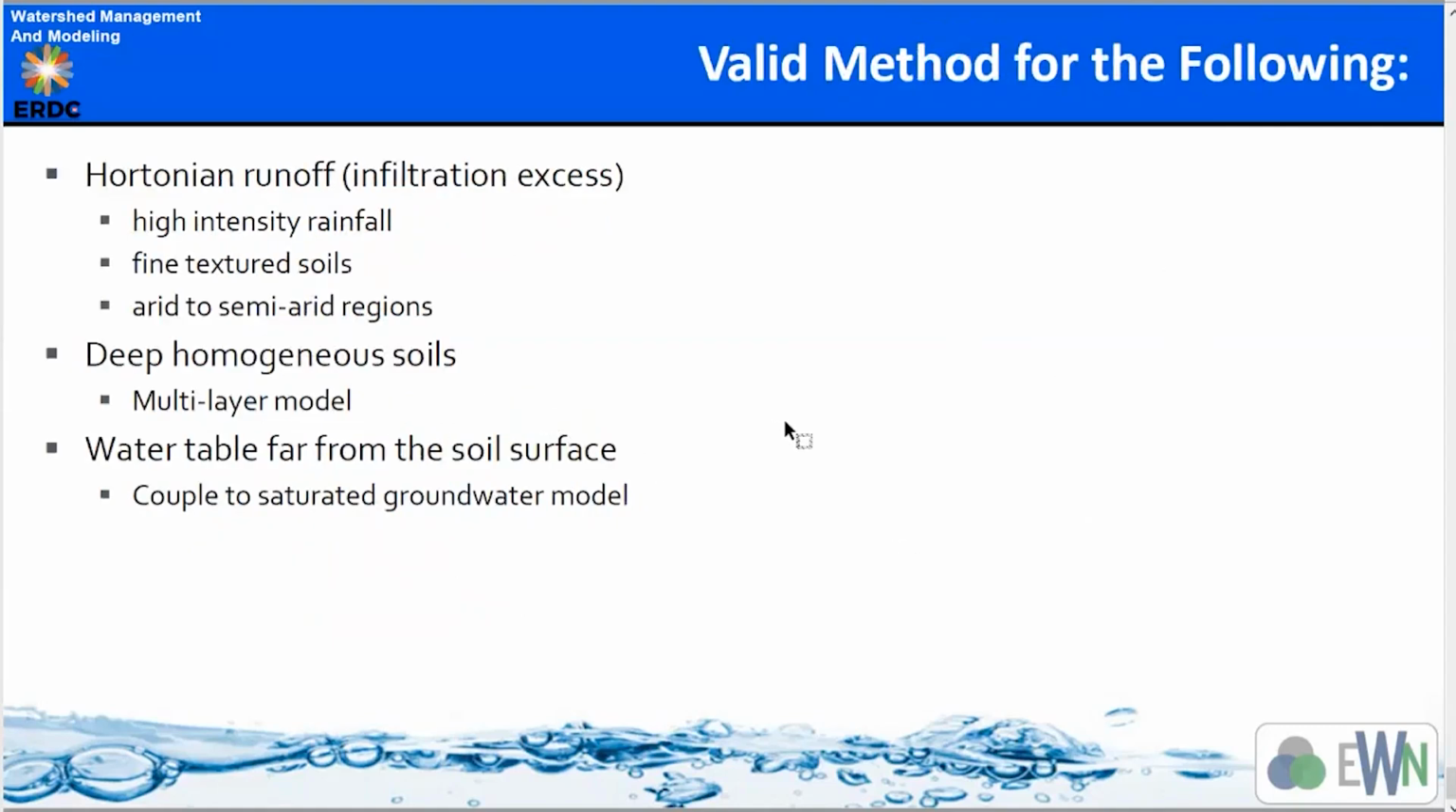The Green and Ampt is valid for the following conditions: Hortonian runoff. That's the infiltration excess. If you remember my very first talk. So that's high intensity rainfall. It's fine textured soils. It's arid to semi-arid regions. Deep homogeneous soils. If we have layered soils, we can switch over to the layered model and kind of get around that assumption. And the water table being far from the soil surface, once again, we can couple our Green and Ampt solution to our saturated groundwater model and get around that assumption. We can't get around this assumption, but you will find in the literature and in the world and in practice that people use Green and Ampt for everything.